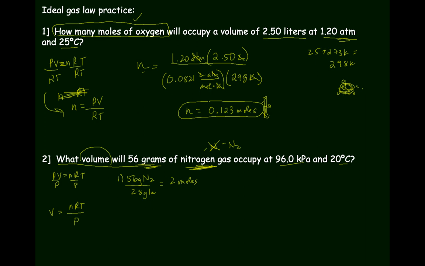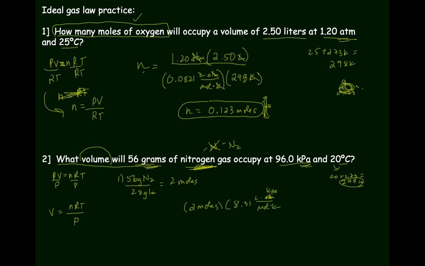I have my R. I'm going to use 8.31 because I'm in kPa, so I have to use the 8.31 version of R. And I'm going to change the temperature to 20 plus 273, which is 293 Kelvin. All right, so I have all my values that I need. So I'm going to take my number of moles, 2 moles, and multiply that by R, 8.31 liter kPa per mole K.